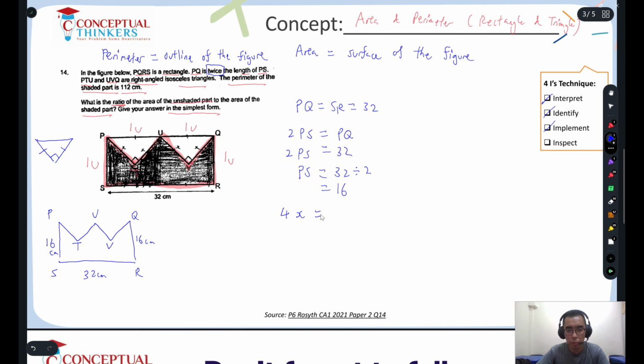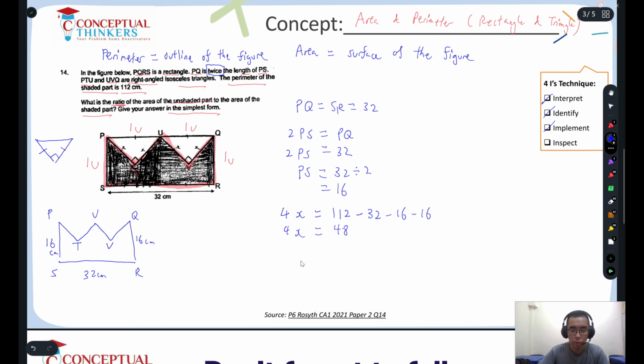This will be equal to the perimeter of the shaded part, which is 112. I'm going to minus SR, 32. Then I'm going to minus away PS and also QR. So I'm going to remove away these two, 16 minus 16. Now this will give me 48.